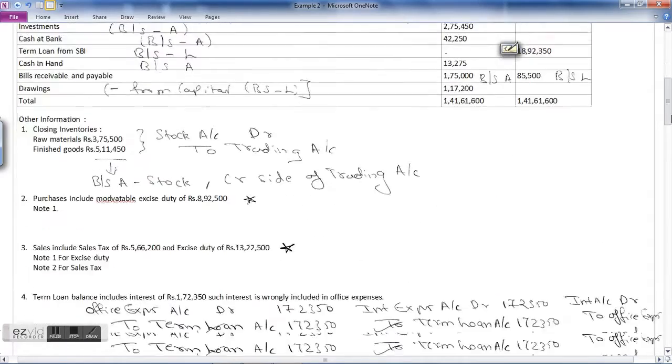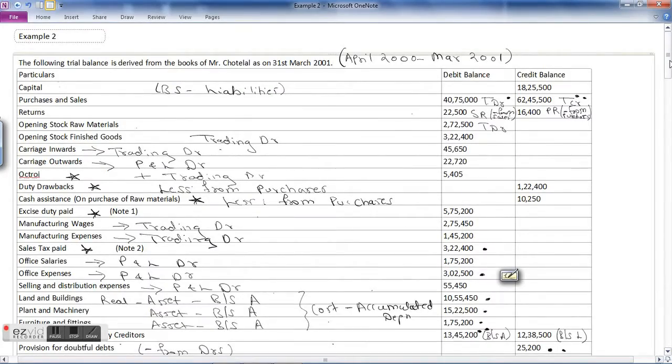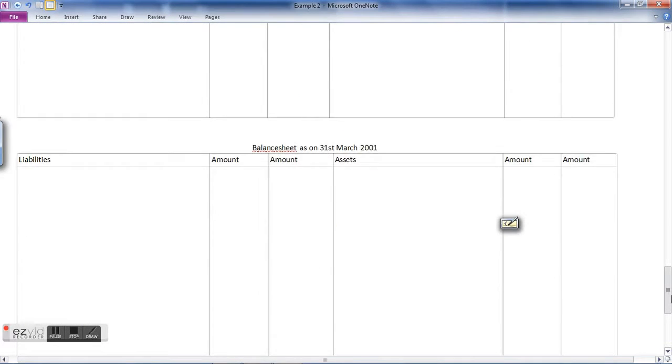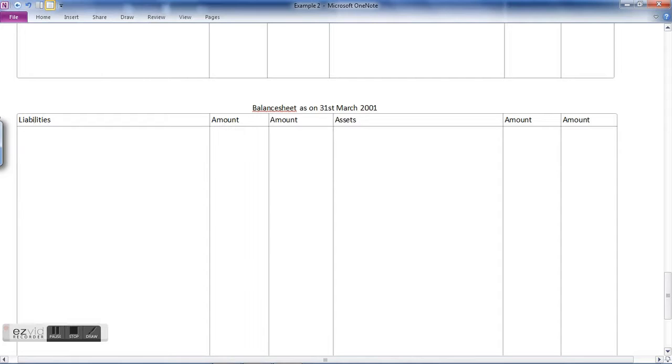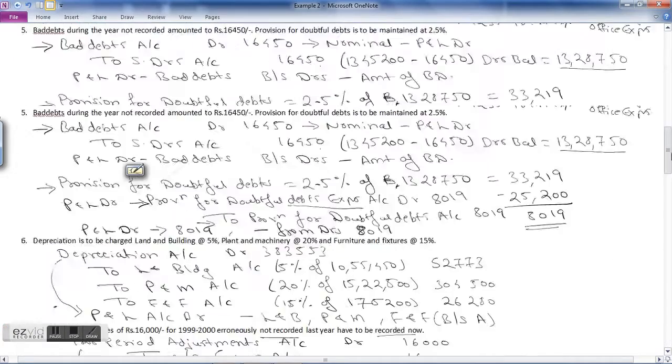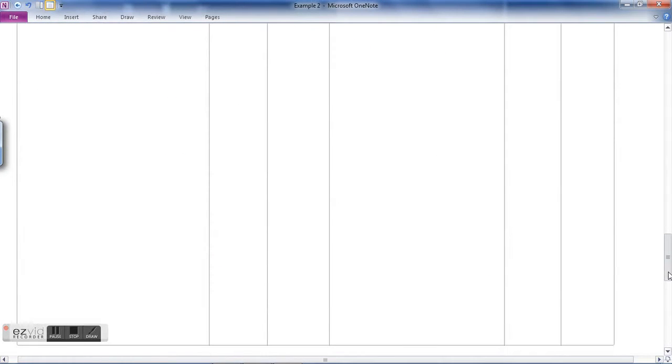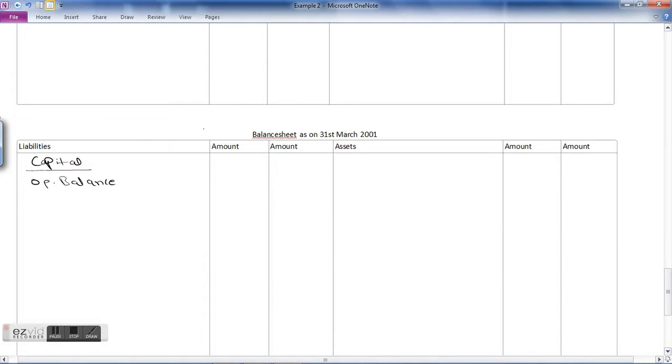Okay, now let's start giving effect to all the items in the trial balance first and then the adjustments. So first is capital 18,25,500, balance sheet liability side, capital, opening balance, we'll put it as opening balance, and the amount is 18,25,500.